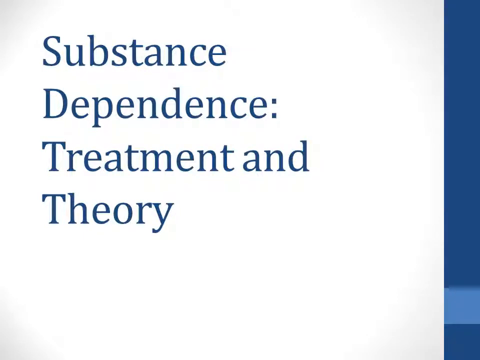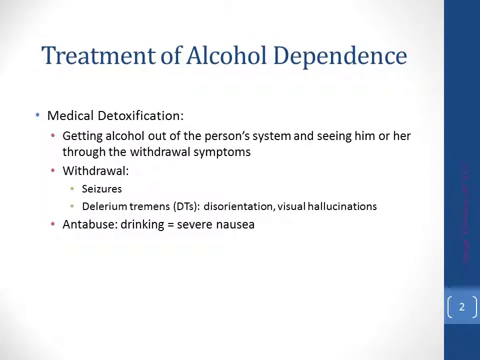Okay, so talking today about substance dependence treatment, and first talking about the treatment of alcohol dependence. So one way to treat alcohol dependence is basically by detoxification. So getting all of the alcohol out of the person's system and then seeing that person through the withdrawal symptoms. This can take place at home, under outpatient care, or in the hospital.